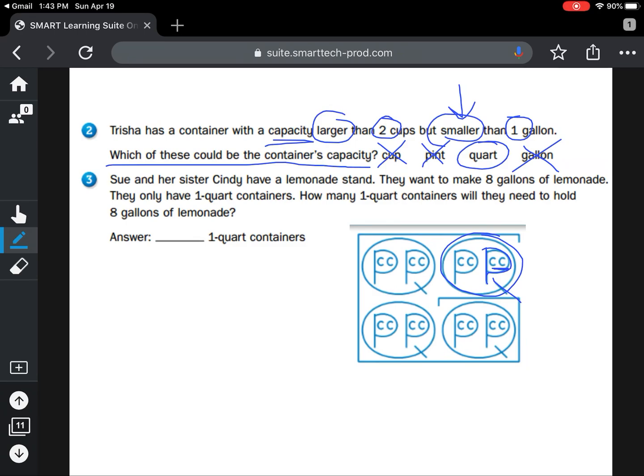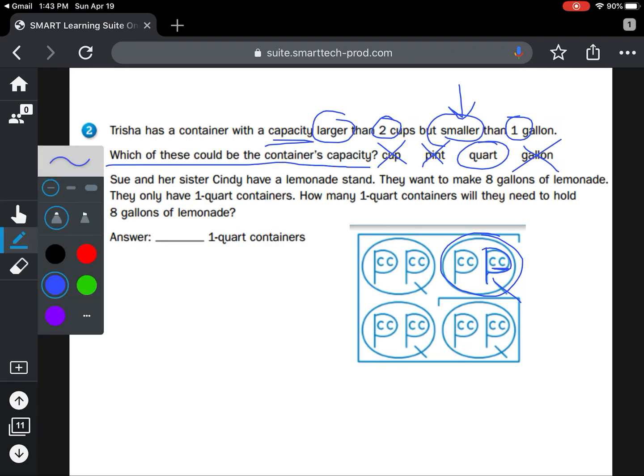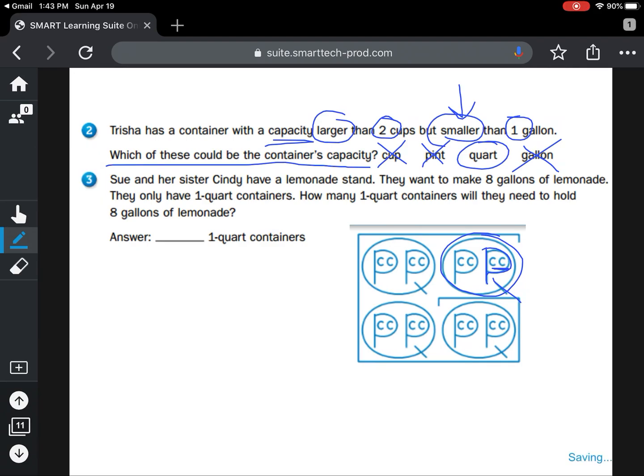So let's think about using cubes on this problem. They want to make, I'm going to change my pen color, they want to make 8 gallons of lemonade. But they only have 1 quart containers. So if they only have 1 quart containers, how many 1 quart containers will they need to hold 8 gallons of lemonade? We're talking about 1 quart containers, but need a total of 8 gallons of lemonade.